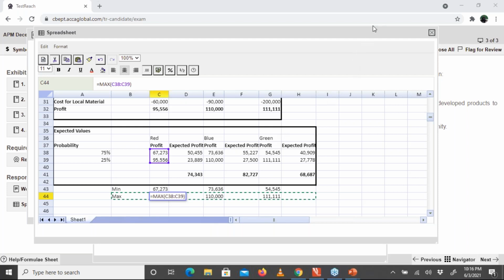It's on the profit, not on the expected value. Yes, it's on the profit, not on the expected value. Yes, it is. This is how it is.